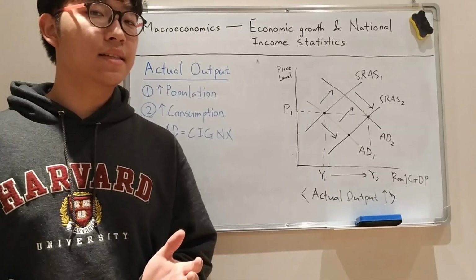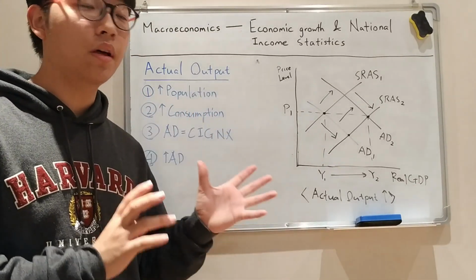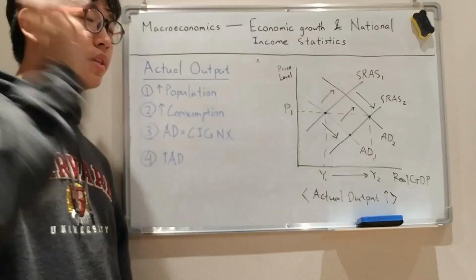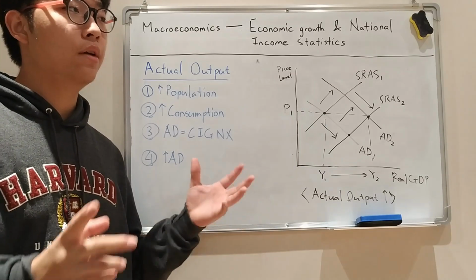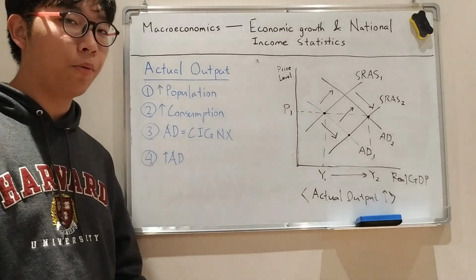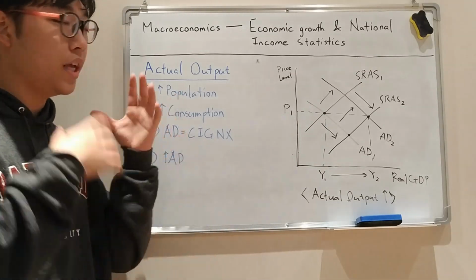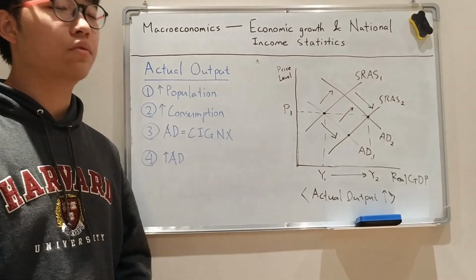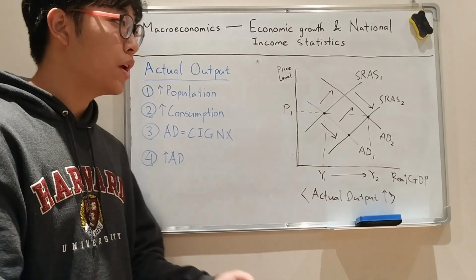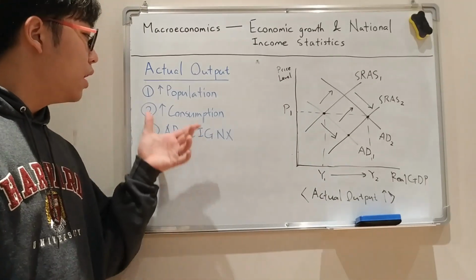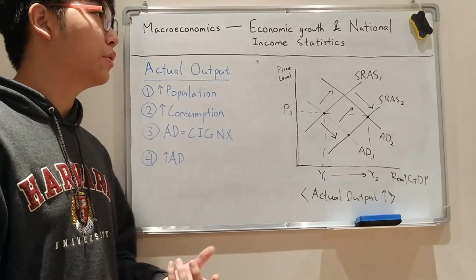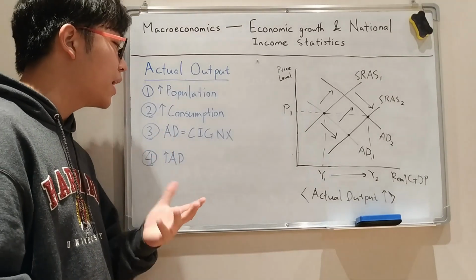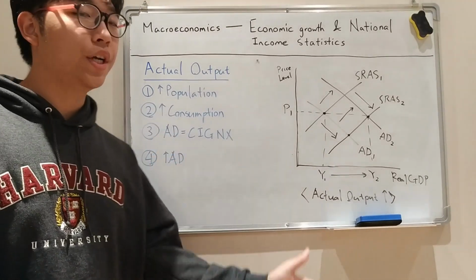Okay, so the AD side of the story, when it comes down to actual output economic growth, is more simple. So there are more skilled laborers inside the country, but skilled laborers are also people. So the overall population would increase for the economy. And if there's an increase in population, of course, there's going to be additional consumption because there's more people. If there's an increase in consumption, that would impact the AD because the AD, or aggregate demand, consists of CIGNX.